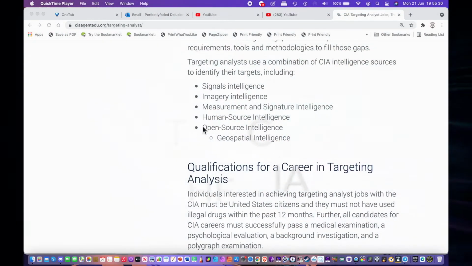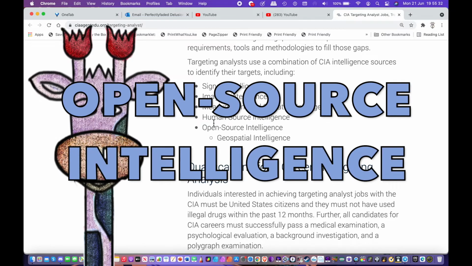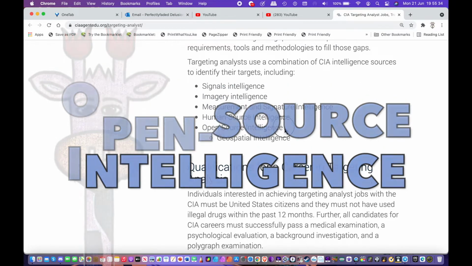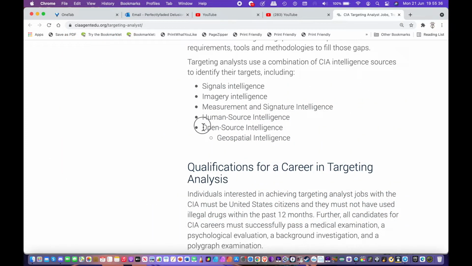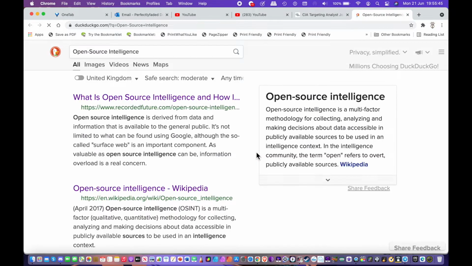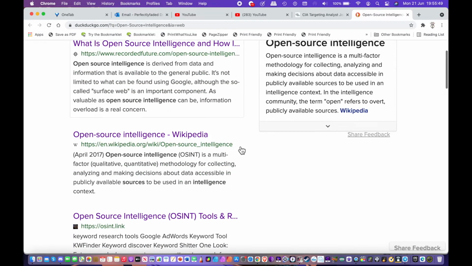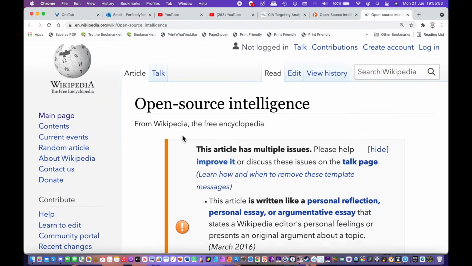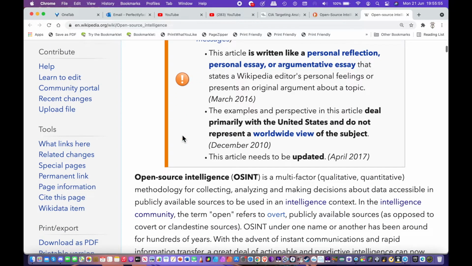Open source intelligence. Hold on. Oh, I can't. There we go. I'll look into this and see what this is about. So, let's go on Wiki for now. Okay.